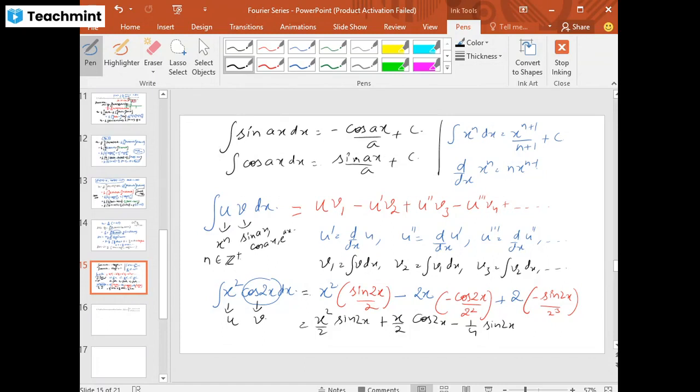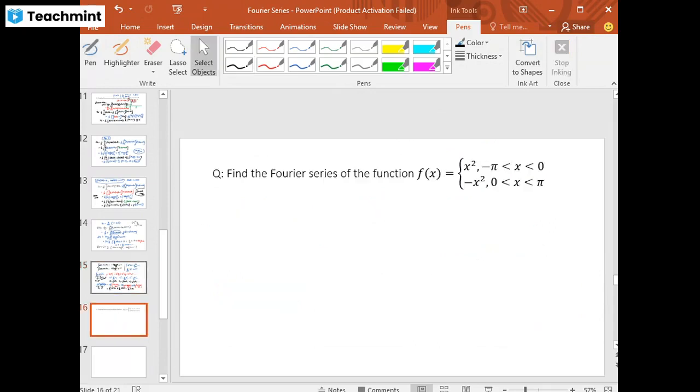So in the Fourier series, most of the problems we are having are algebraic functions of the type x power n. So with the help of this formula, you can easily solve the product rule, especially for a naught, an and bn. You can use this formula to evaluate the integral very easily. Okay. Let us try one more problem. We'll try to use this formula there.